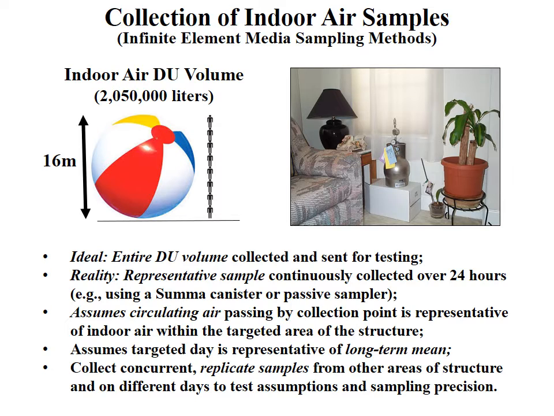A common way to do this is to put, say, a 6-liter Summa canister inside of a building, as you see in the picture on the right. And you set it so that it draws a continuous sample over 24 hours. Now, this has some assumptions behind it. It assumes circulating air passing by the collection point is representative of the indoor air within the targeted area of the structure as a whole.